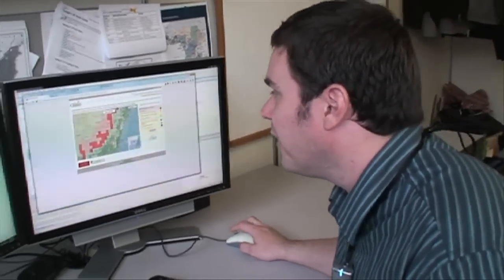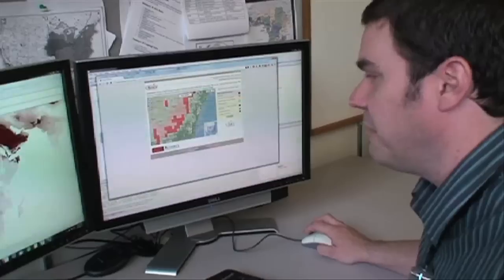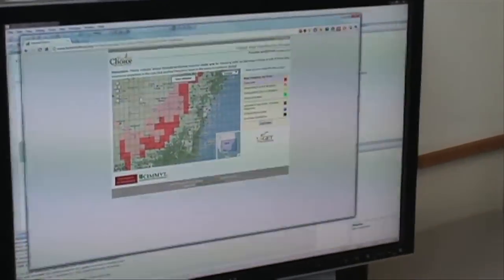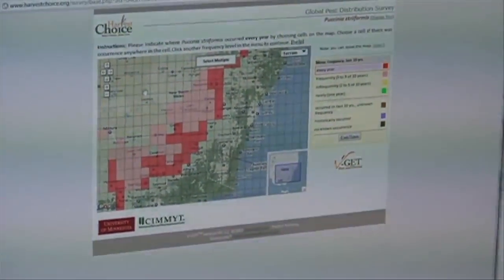This lets us send web links to survey respondents, and they can simply click on a map to show us where a pest or disease has occurred. So this is sort of the equivalent of taking a virtual crayon and going and colouring in the map. That information can then get passed from one expert to another, and we can go and validate areas, sort of ground truthing.